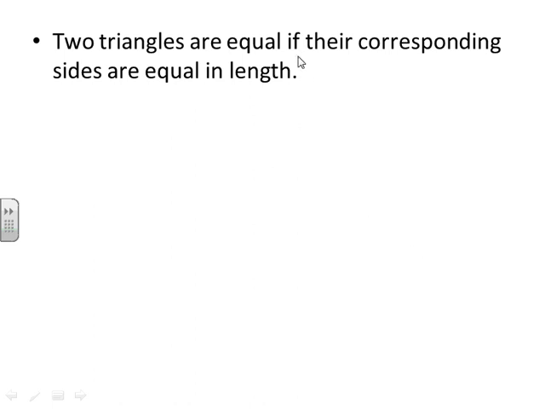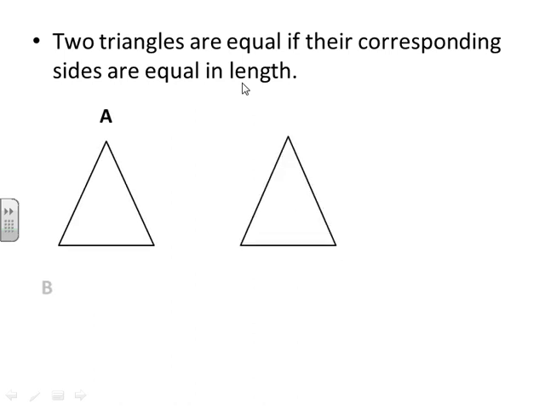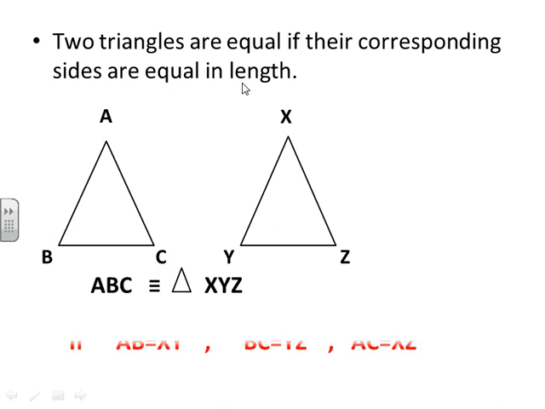Two triangles are congruent if their corresponding sides are equal in length. We have two triangles, the first one ABC and the other one XYZ. These two triangles are congruent if side AB equals the side XY, and the side BC equals the side YZ, and the side AC equals the side XZ.